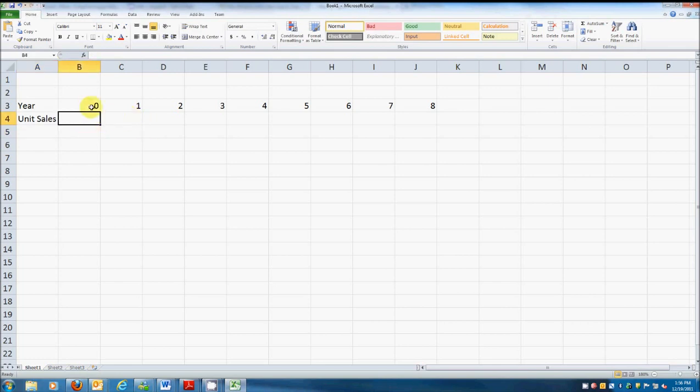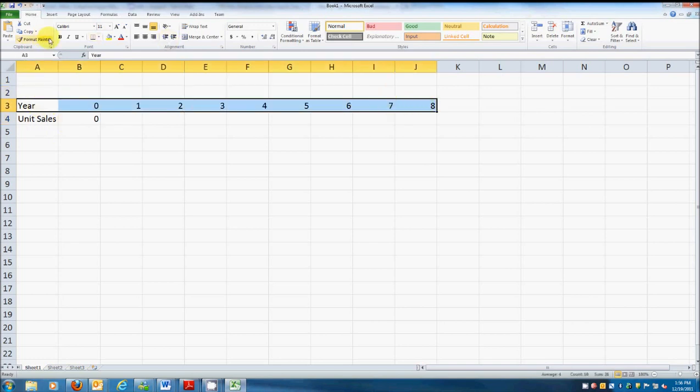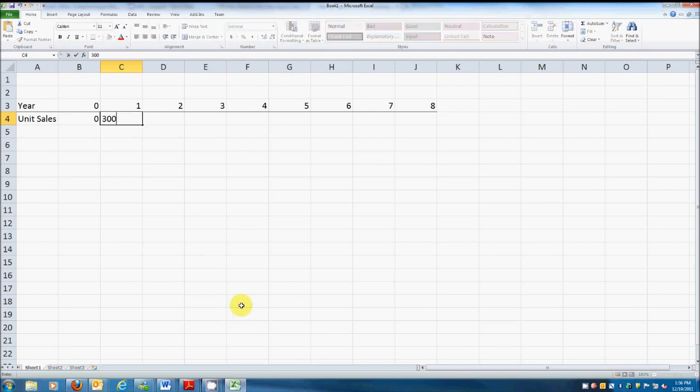And for year 0, of course, it's 0. We can go ahead and type that in. Just remember where we're at. I'm going to underline all this. That'll help us to be able to see that later. There we go. And year 1 sales are 3,000. Year 2 sales are 5,000. Year 3 sales are 6,000. Year 4 sales, 6,500. Year 5 sales, 6,000. Year 6 sales, 5,000. Year 7 sales, 4,000. And year 8 sales, 3,000.